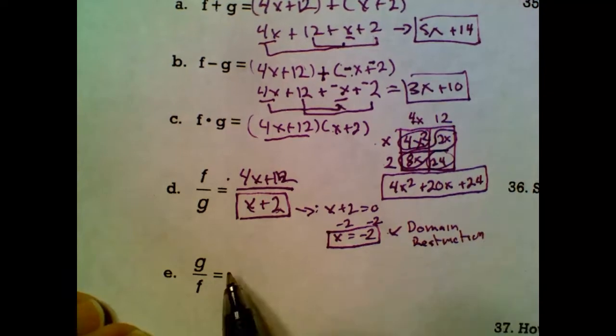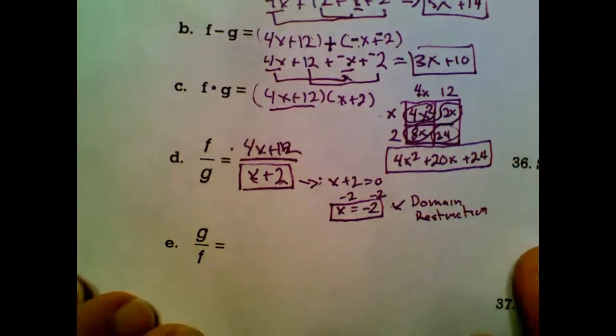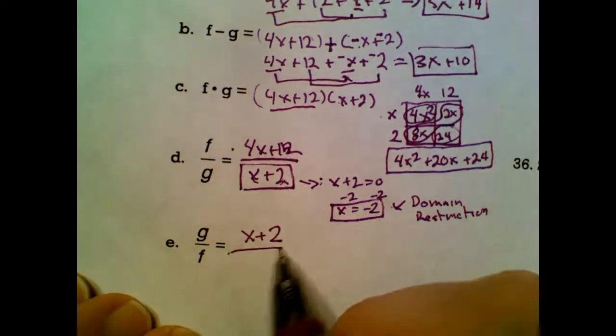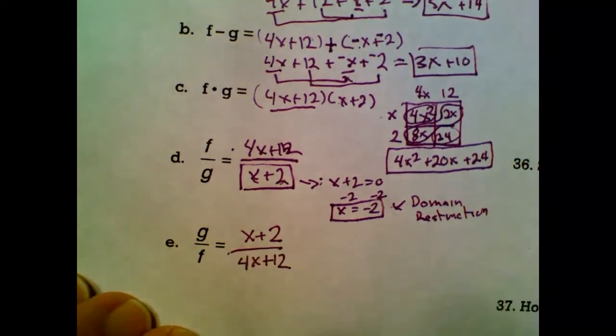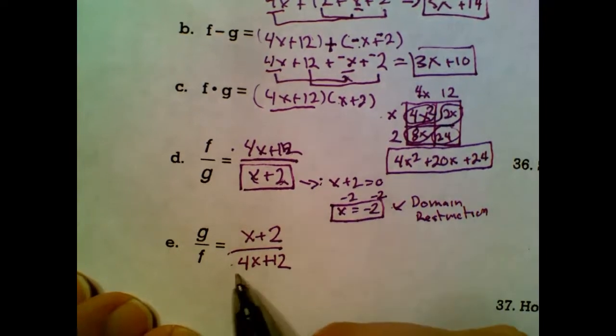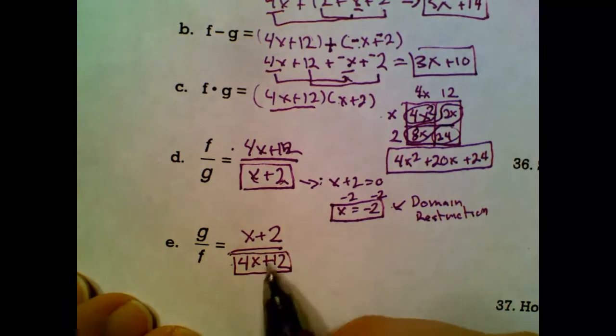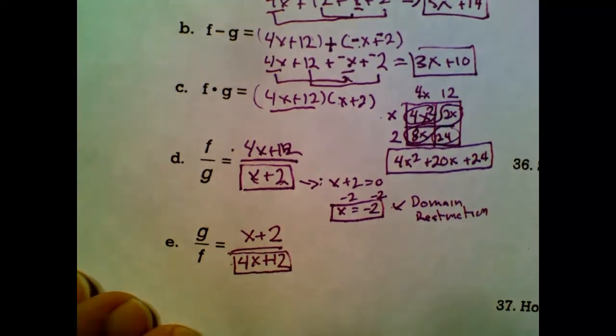Okay, let's do the same thing for g over f. So this time we have g on top, x plus 2. On the bottom we have 4x plus 12. Again, this won't simplify down at all, because if we pull a 4 out of here and here, nothing else can cancel. So this is as good as it gets. Now let's figure out the domain restriction. What do we have to put in for x to make this denominator equal to 0? Because you can't divide by 0.